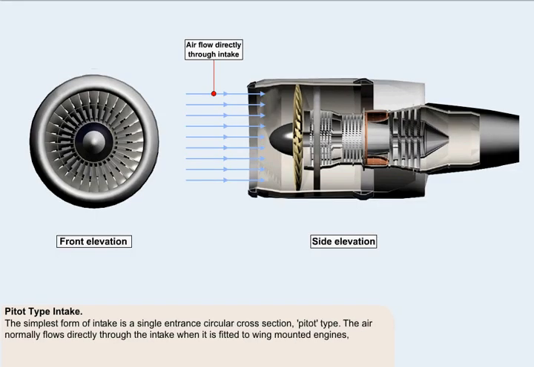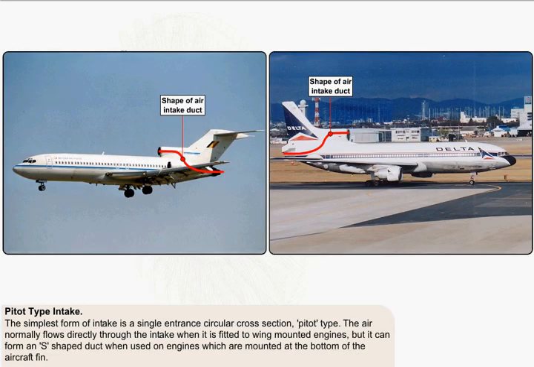The simplest form of intake is a single entrance, circular cross-section, pitot type. The air normally flows directly through the intake when it's fitted to wing-mounted engines. But it can form an S-shaped duct when used on engines which are mounted at the bottom of the aircraft fin, for example like the Boeing 727 or the Lockheed TriStar, which are shown here. Crosswind takeoffs can cause the airflow through this type of intake to become unstable.